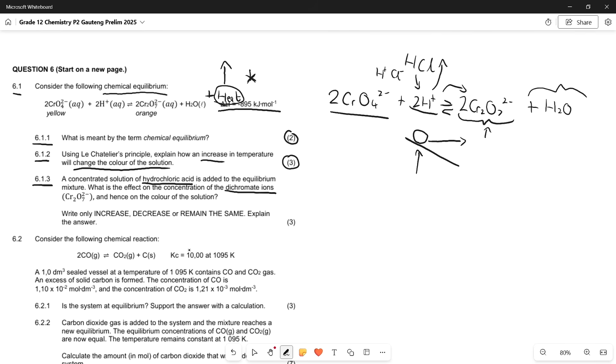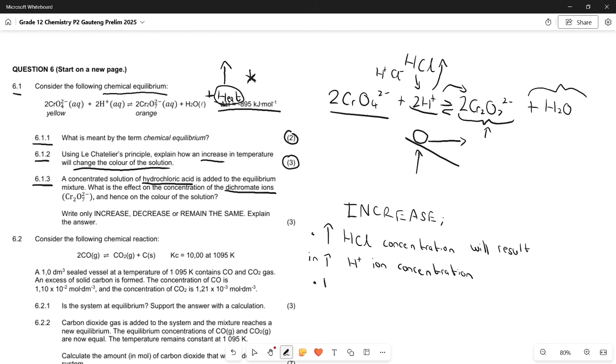So they said over here, write only increase, decrease, or remain the same. Explain the answer for 3 marks. And we would say increase because increasing the HCl concentration will result in an increase in H+ ion concentration as well. This will in turn favor the forward reaction.